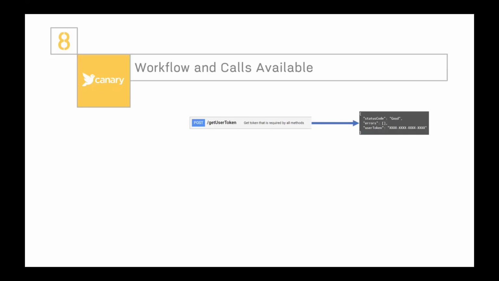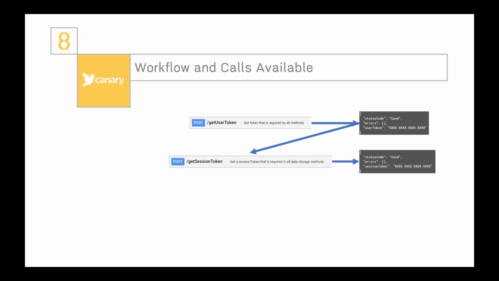If you did something wrong, obviously there are status codes and error checking to see what you've done wrong from a call perspective, but you will be presented with your user token. The user token you will then use to get a session, to start activating your session on the sender service, and that will then create a little session token for you.